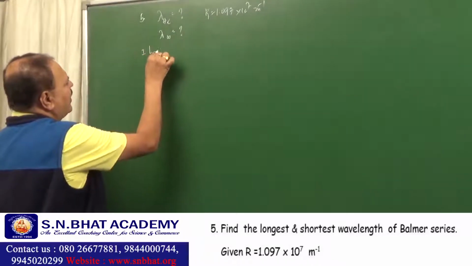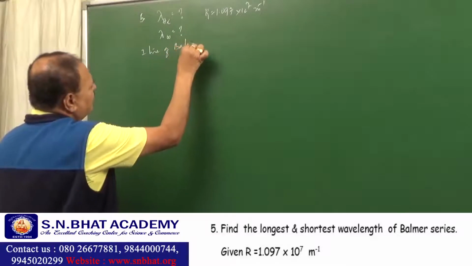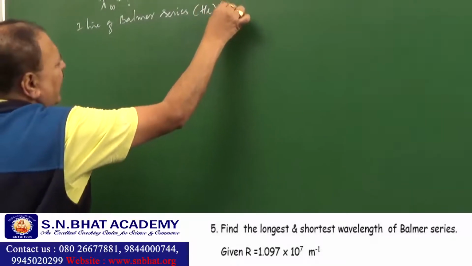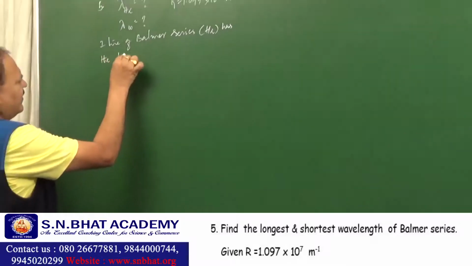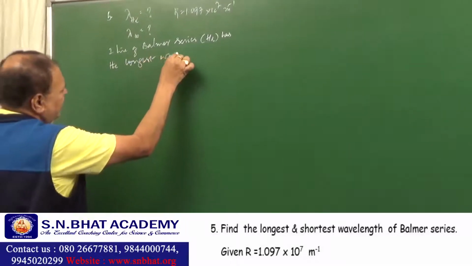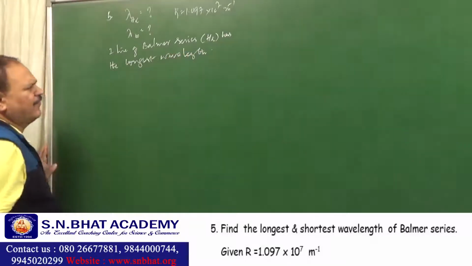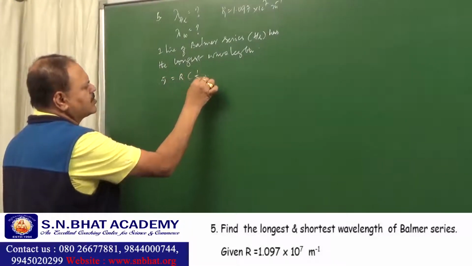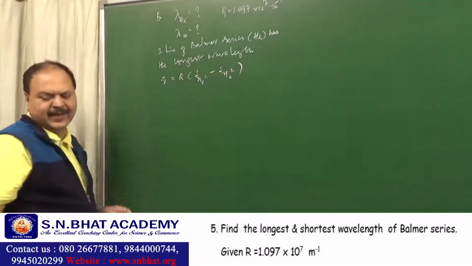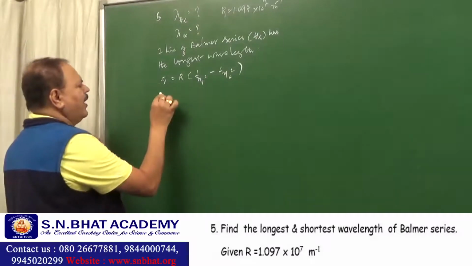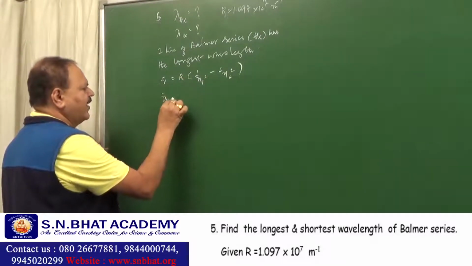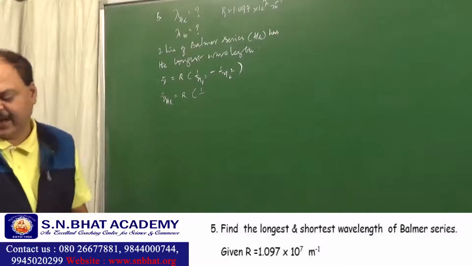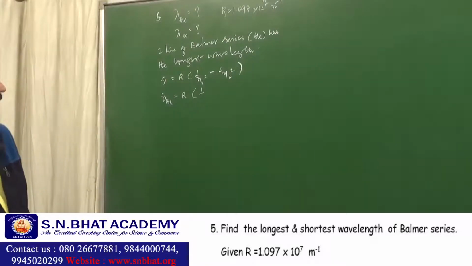First line of Balmer series, bracket H alpha, has the longest wavelength. Therefore, your nu bar is equal to R into 1 over n1 squared minus 1 over n2 squared, the generalized formula. And now you apply it for this: your nu H alpha is equal to R into 1 over.